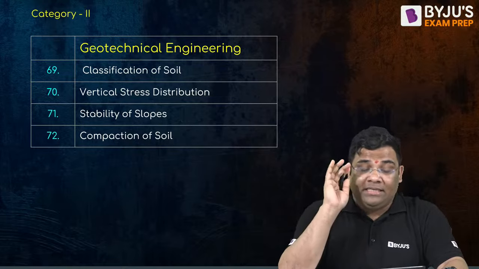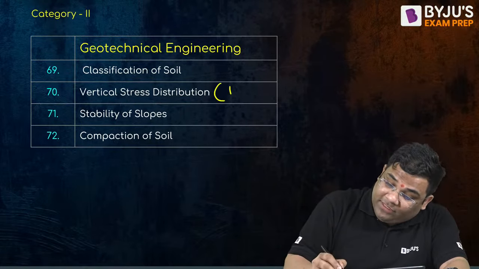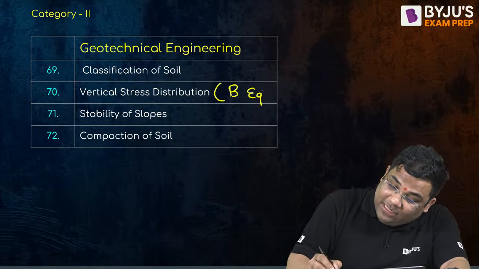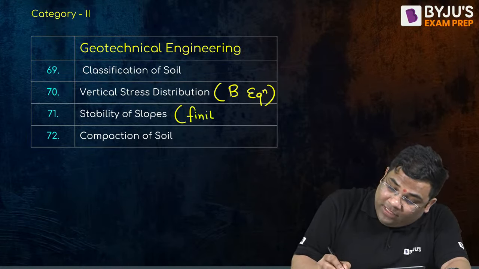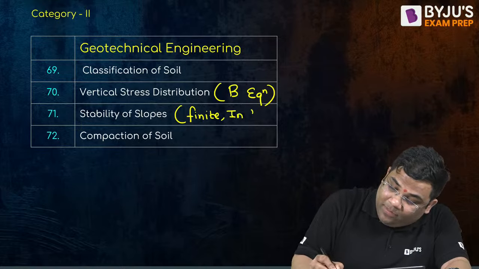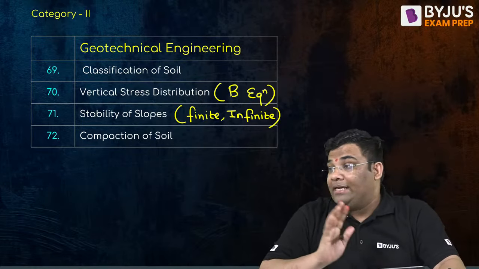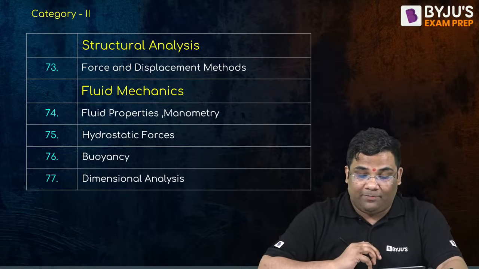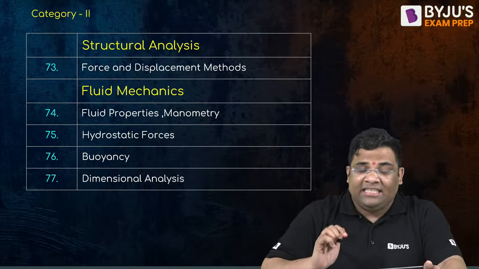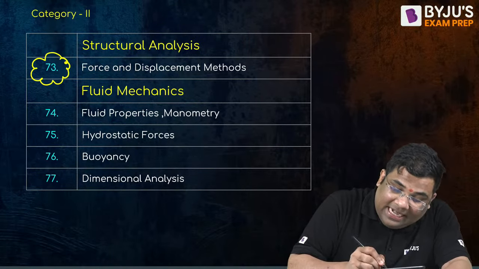In geotechnical engineering, classification of soil, vertical stress distribution, Boussinesq equation, I call that the B equation. Okay, stability of slope, both finite and infinite. Both are important. Study both of them. And then compaction of soil. Yes, these are category 2 topics. Understood? Yes. So, see, 72 topics are complete. In structural analysis, I have put all the force and displacement methods in category 2.